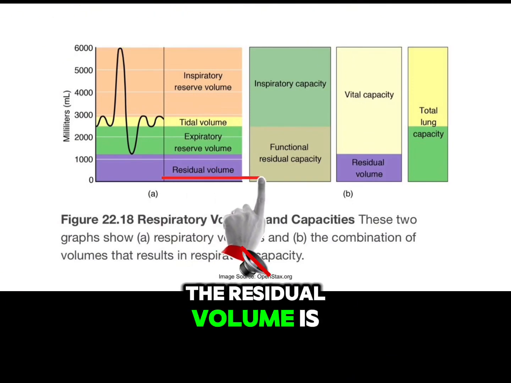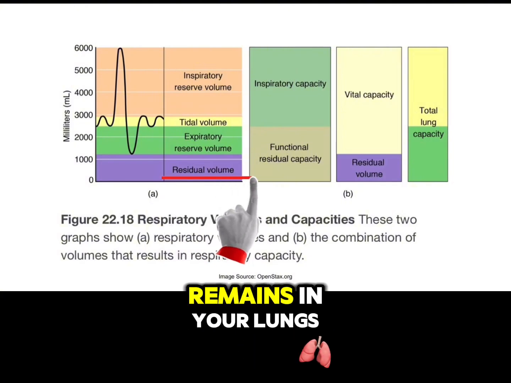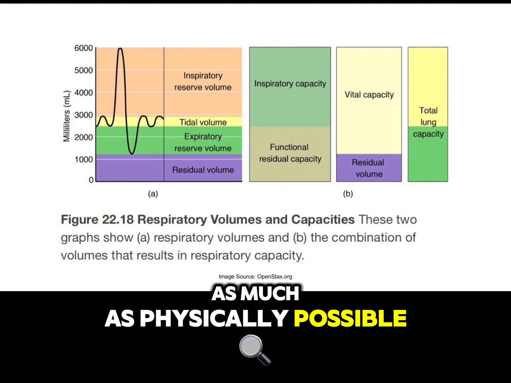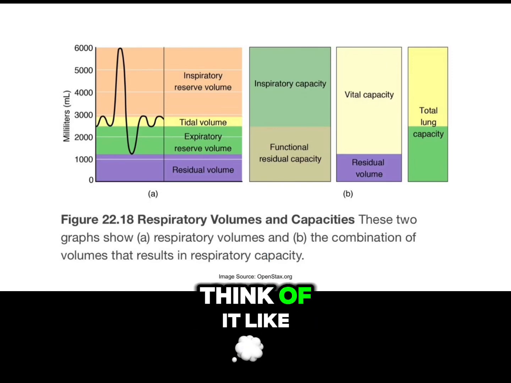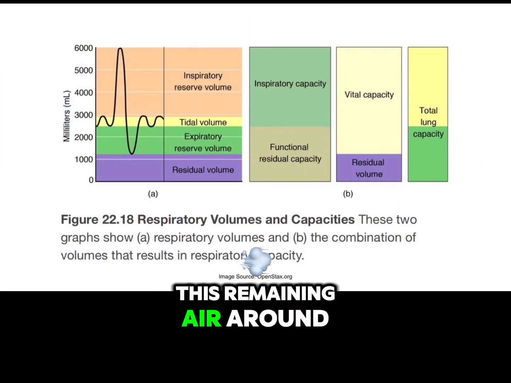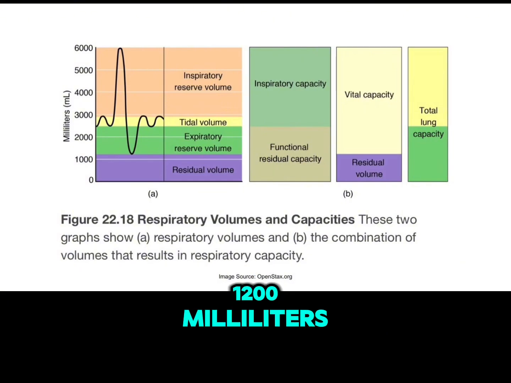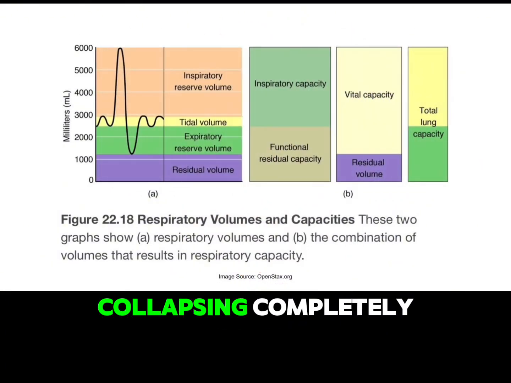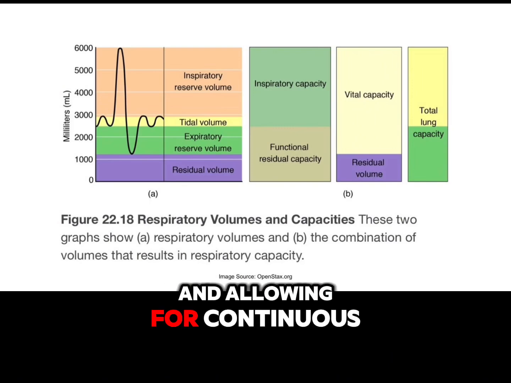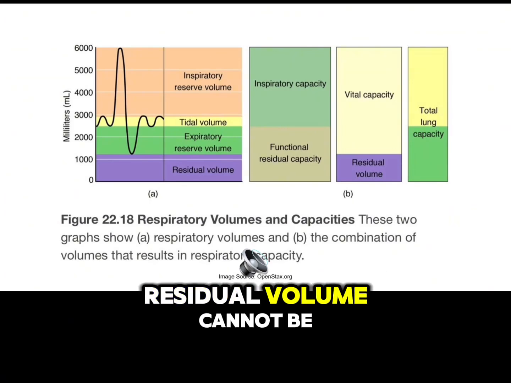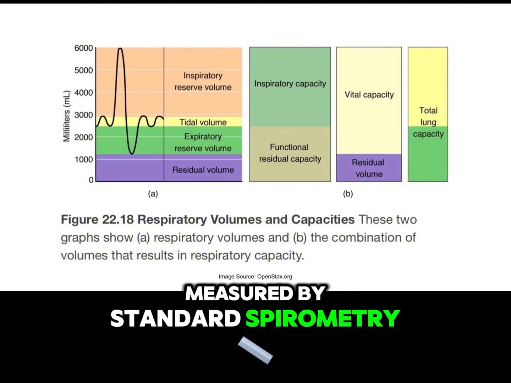The residual volume is the air that always remains in your lungs even after you've exhaled as much as physically possible. This volume is crucial. Think of it like a tire that's never fully flat. This remaining air, around 1,200 milliliters, keeps the alveoli inflated, preventing the lungs from collapsing completely and allowing for continuous gas exchange between breaths. Residual volume cannot be measured by standard spirometry.